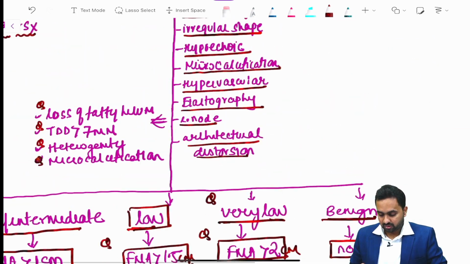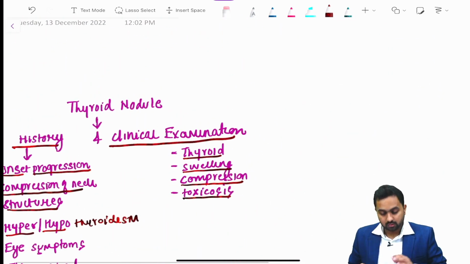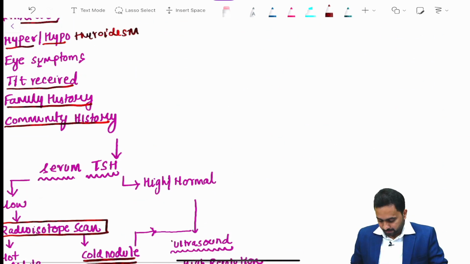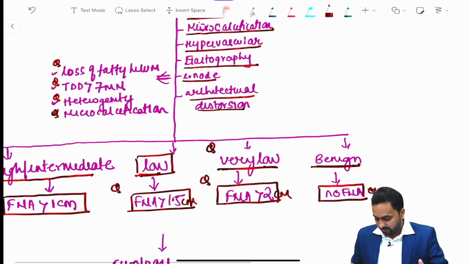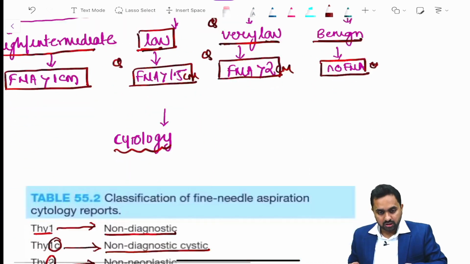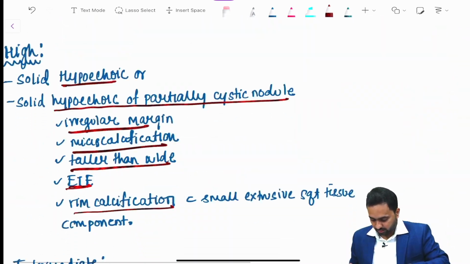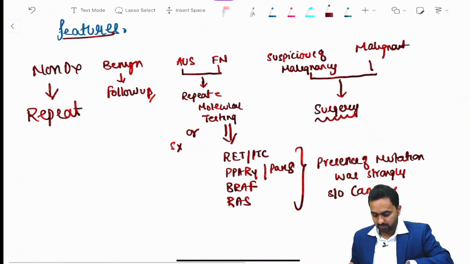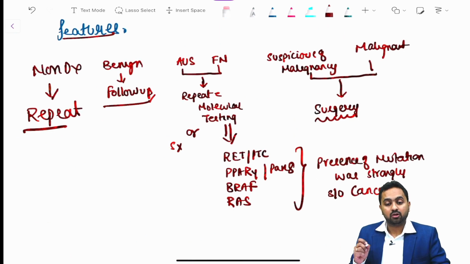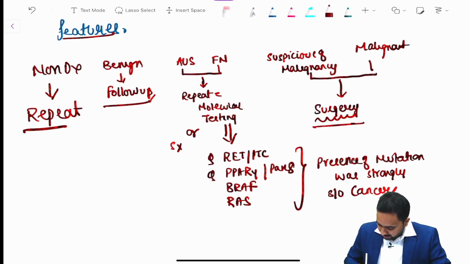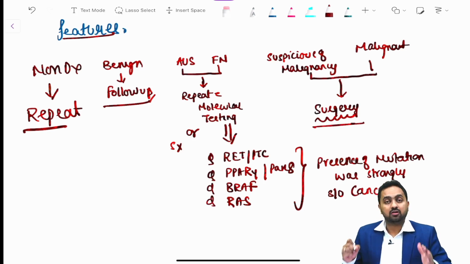So if we just revise this once again, the first step would be your history and clinical examination, followed by your serum TSH level, then it would include your ultrasound, then it would include your cytology. Now on the basis of cytology, your treatment plan would be, if non-diagnostic, we need to repeat; benign, follow-up; AUS and FN, repeat with molecular testing or surgery. Suspicious of malignancy, we need to do a surgery, right. Molecular testing, the important genes that we need to remember are RET, PPAR gamma, BRAF and RAS. Now because presence of mutation in any is strongly suggestive of cancer.